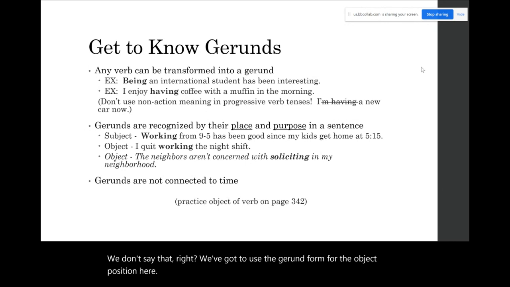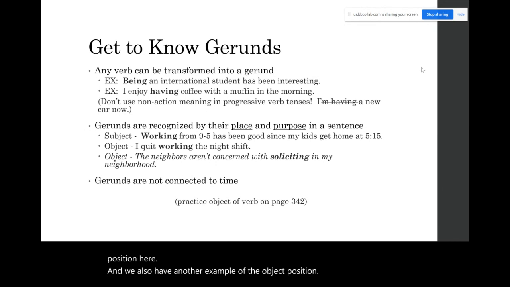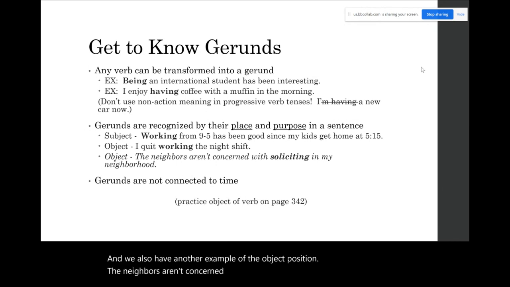And we also have another example of the object position. The neighbors aren't soliciting in my neighborhood. Soliciting means going door to door and asking for something, like, do you want to buy this? Will you vote for this person? All of that is soliciting. Okay, so this says object position. So it's the object. What does it come after?